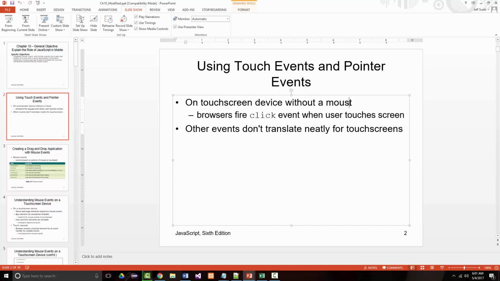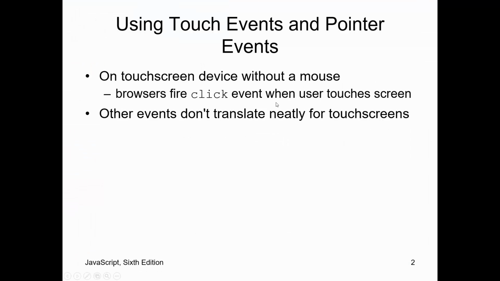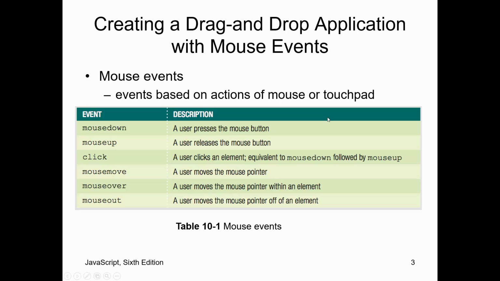I'm looking at this, and these are the authors' words, not mine. So they said most, and I'm just changing that. When you have a touchscreen event that doesn't have a mouse, as it says, browsers fire click events when the user touches the screen. But other events don't translate as well for touchscreens.